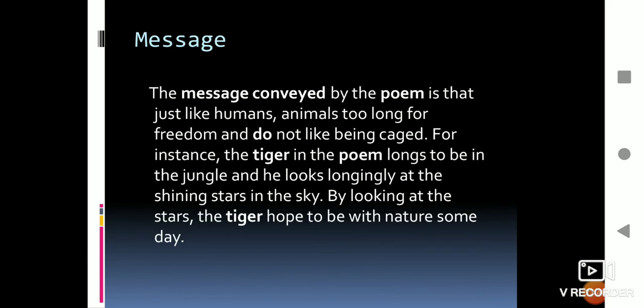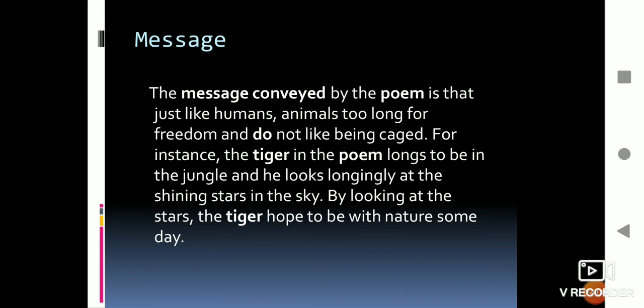Now, before ending, let's come to the message of the poem. What is the poet trying to give as the message through this poem? The message conveyed by the poem is that just like humans, animals too long for freedom. They also have a desire to be free like human beings. They also do not like to be caged. They want to live a free life.